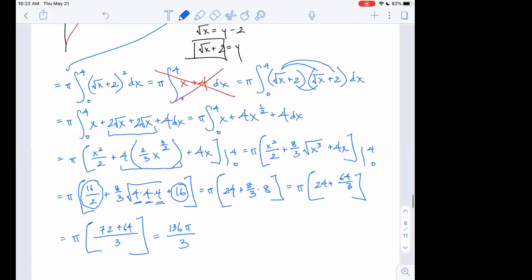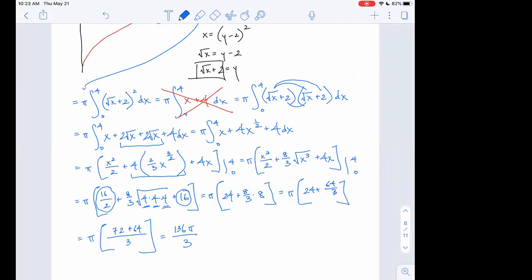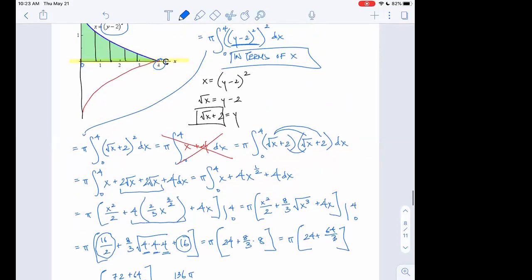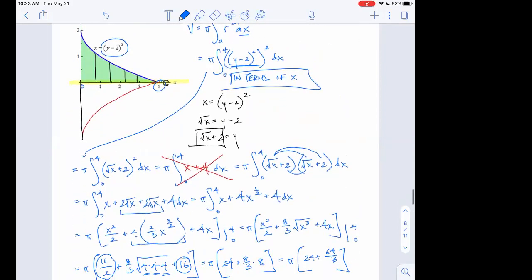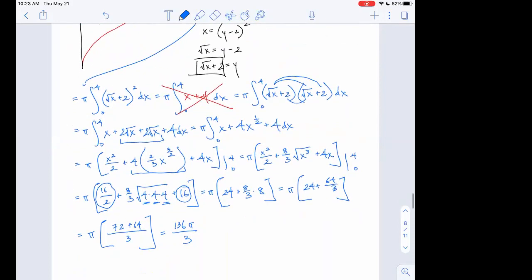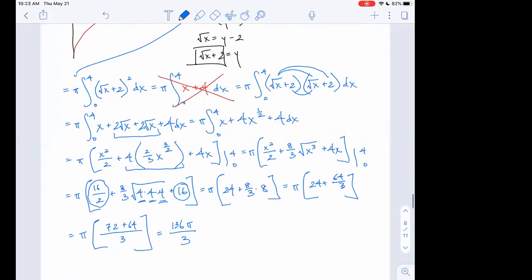May have made a mistake somewhere. I feel like I made a sign mistake somewhere. There's a downfall to knowing your answer already. I'll give you guys a moment to look that over. Let's see if we can't find that mistake.